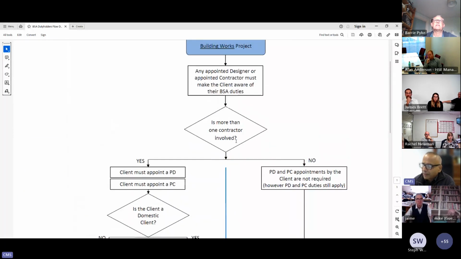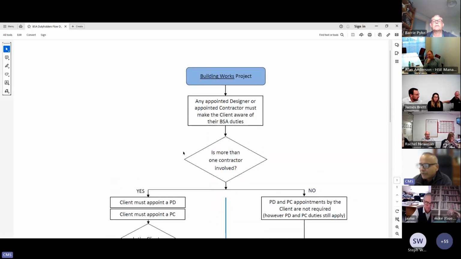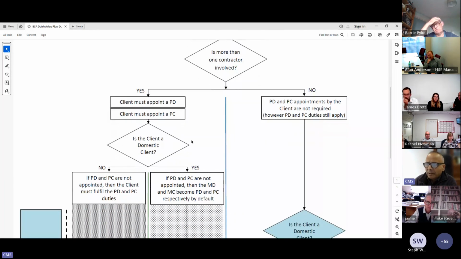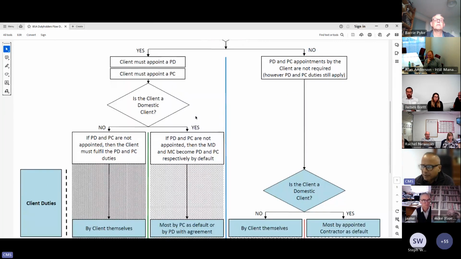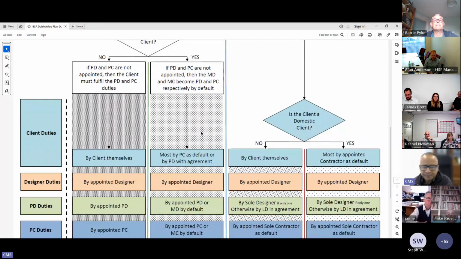Now let's go back to our question, where my cursor is, if you can see it, where we ask ourselves the question, is more than one contractor involved? And this time we're saying yes. Now the requirements are the client must appoint a principal designer and the client must appoint a principal contractor. Fantastic, that's fair enough. But what happens to domestic client projects? Is the client a domestic client project? Let's say yes. So now we're running through a column between green line and blue line. You can see the background is different as well to each scenario.